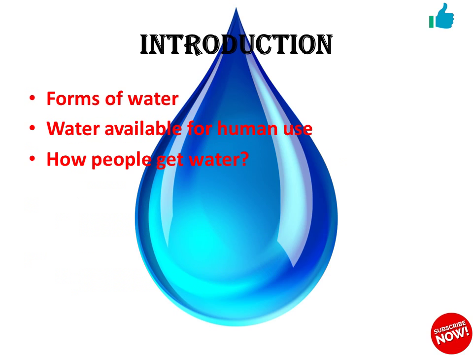So coming to the introduction, I would just like to give a glimpse because we have already studied the forms of water: solid, liquid, gaseous, and they are reversible or interconvertible. And of the water available for human use, only 0.01% is available. And for how people get water, basically they get it via ponds, lakes, rivers, springs, rain, snow, and also via the bawris or wells, water tankers, tube wells, canals, dams. So these are various sources through which people get water.